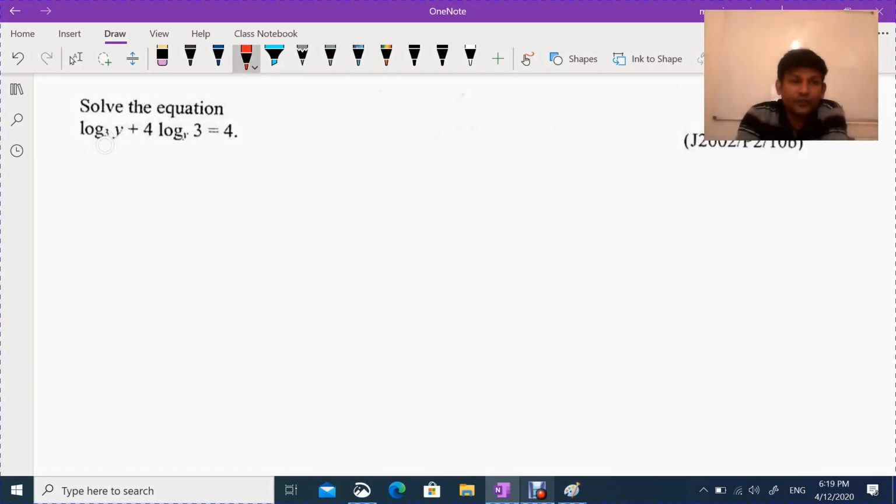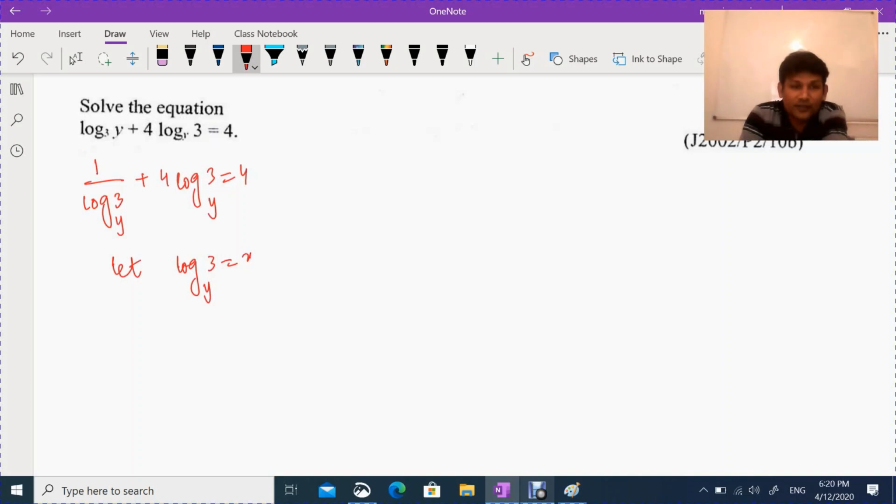Okay, in this question the base is 3 and the base is x. Again, what do you want to do here? The bases are x and y. It's up to you, because it's an interchange. For interchange, the formula is 1 upon log base 3 of y. Don't write it out, because we have to substitute the value. So suppose let log base 3 of y equal x. Now this is 1 upon x plus 4x equals 4.